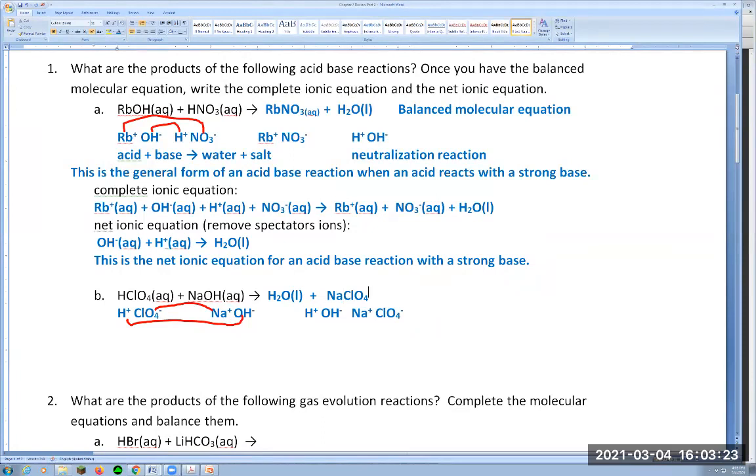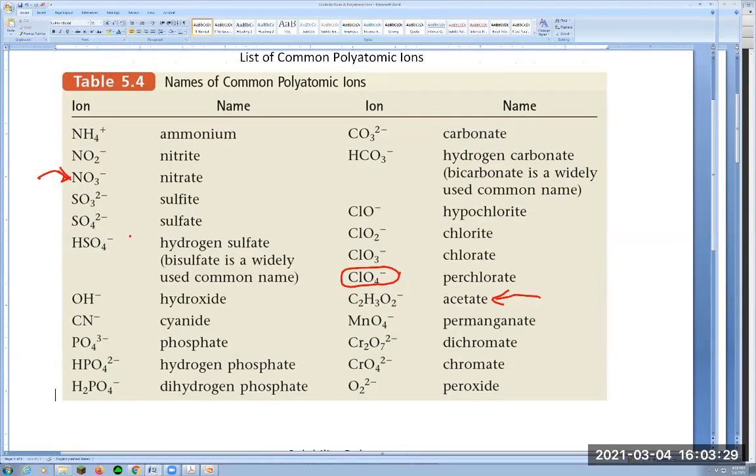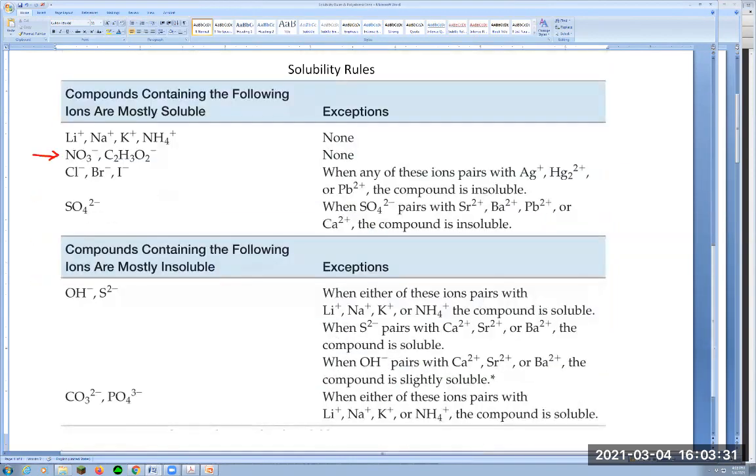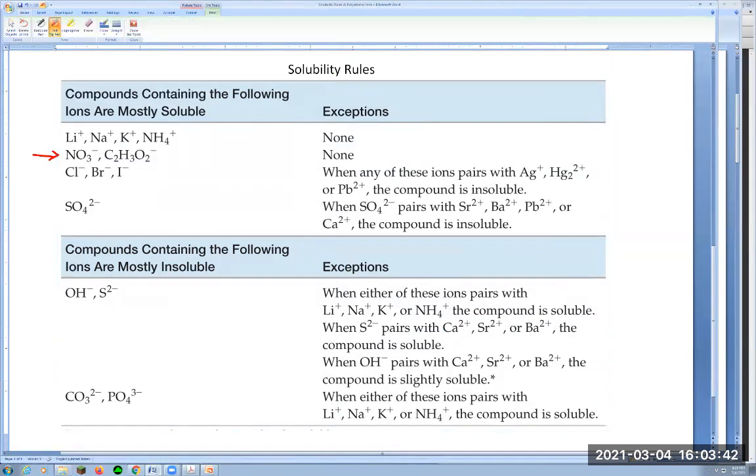So now we need to decide, is this soluble or not? So let's find the solubility rule table. And we have the sodium with the perchlorate. So perchlorate is not here, but we do have the sodium. Sodium is there.